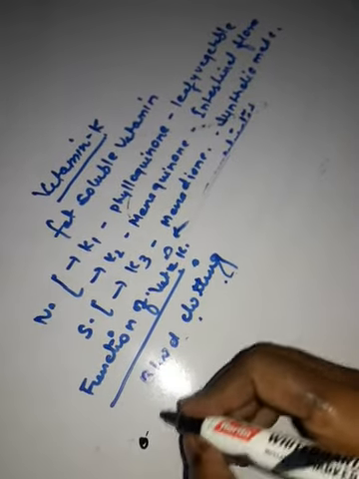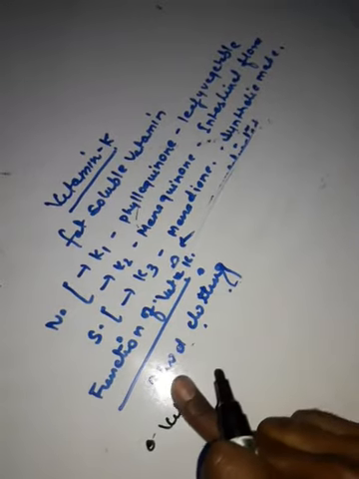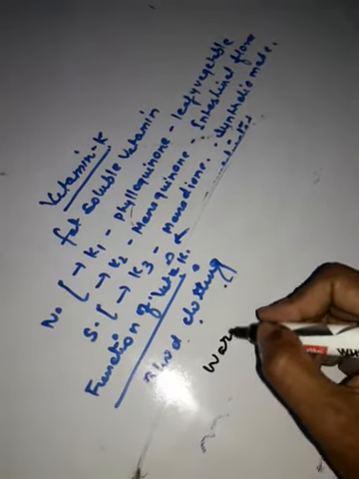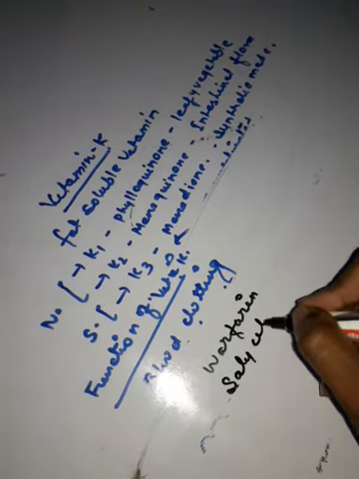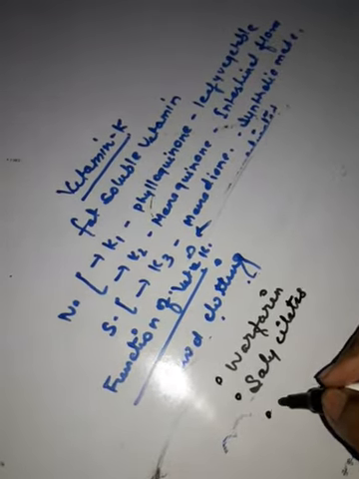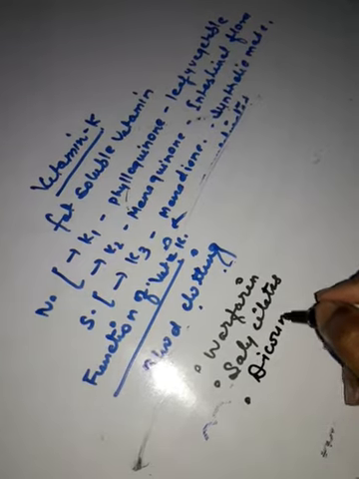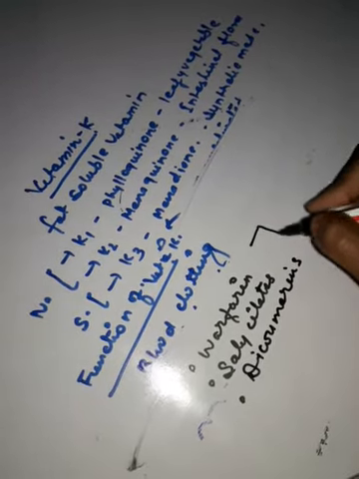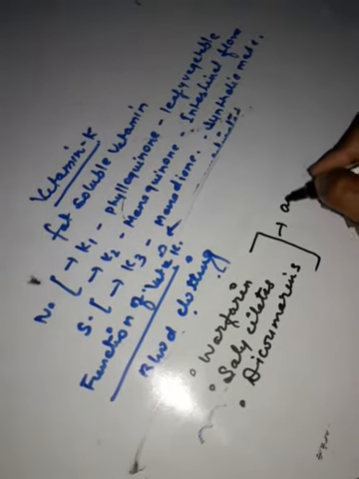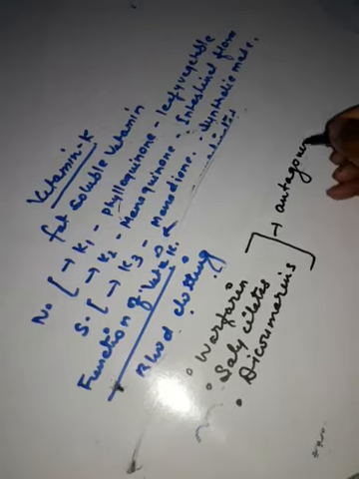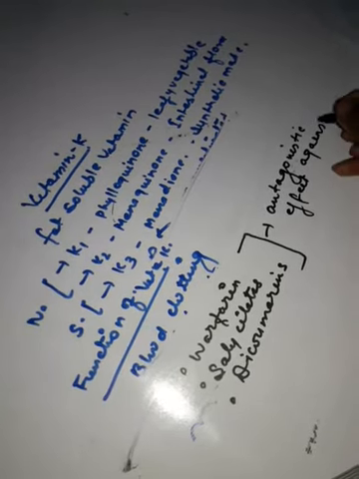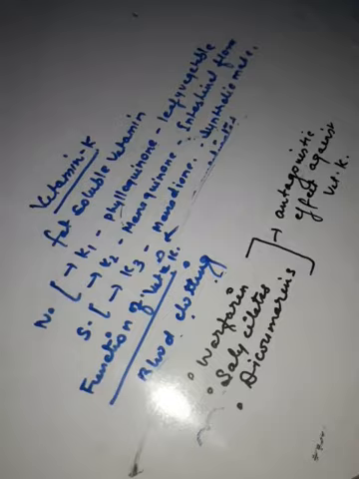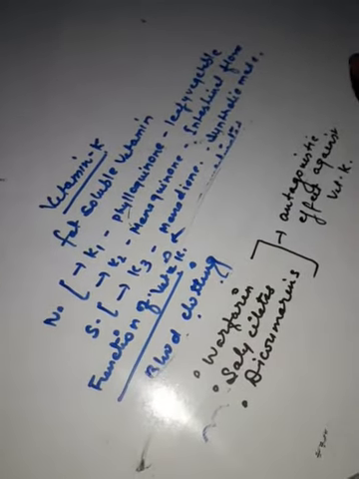Next point is that three drugs are present. One is warfarin, second is salicylates, third is dicoumarins. Okay, so these three drugs have been synthesized which have an antagonistic effect against vitamin K. Okay, so it is very important in the pharmaceutical industries.